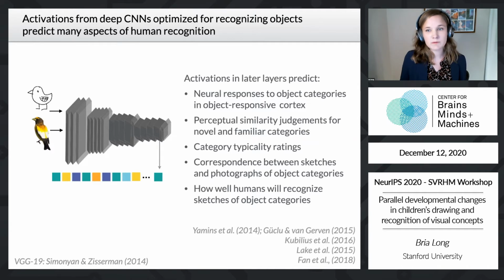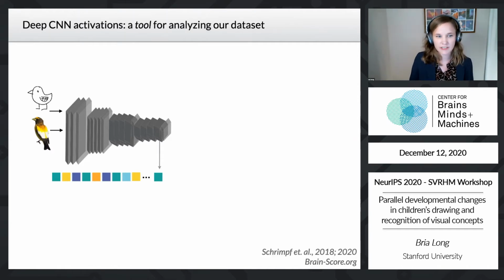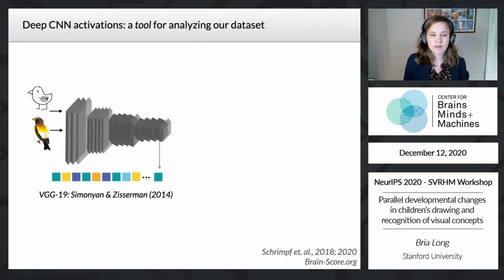So here we're going to be using deep CNN activations as a tool for analyzing this large data set. We're going to be taking activations from VGG19, which, although it is a relatively old deep CNN now, isn't fine-tuned or trained on drawing recognition anyway. And it does rank second on Brain-Score. That is, it's still among the best at predicting both human and neural behavioral metrics of object recognition.